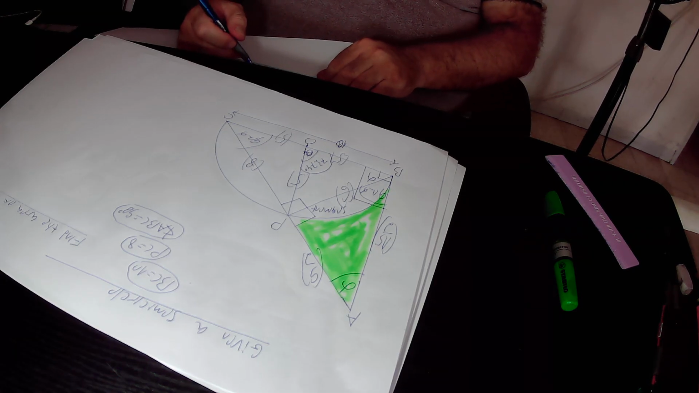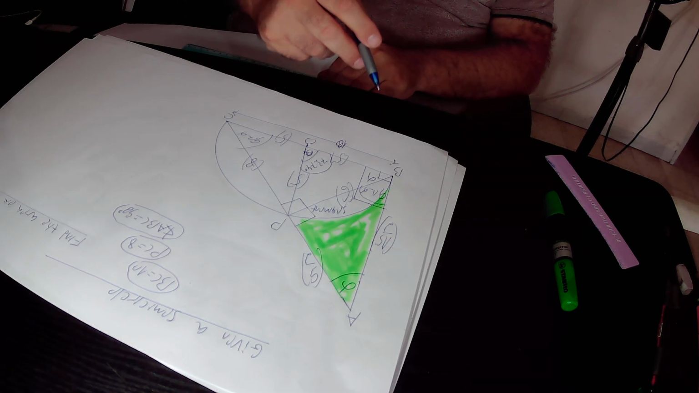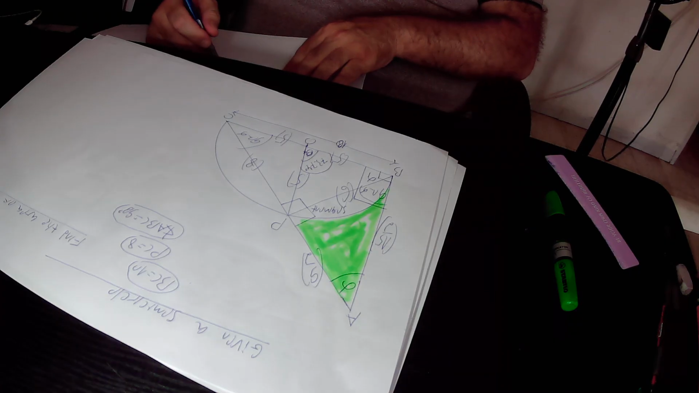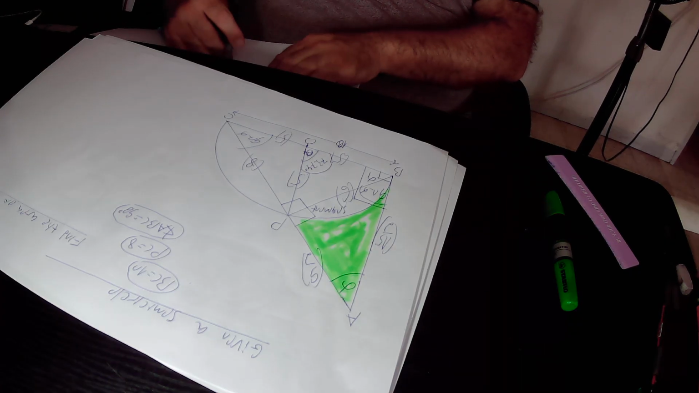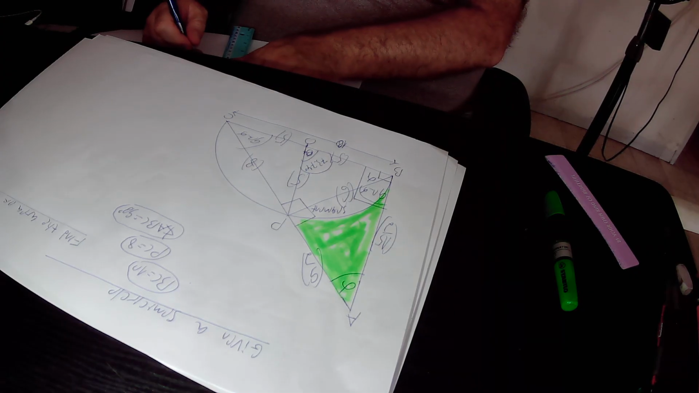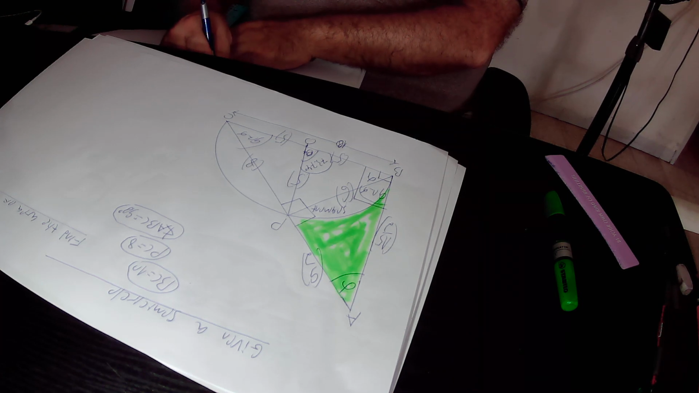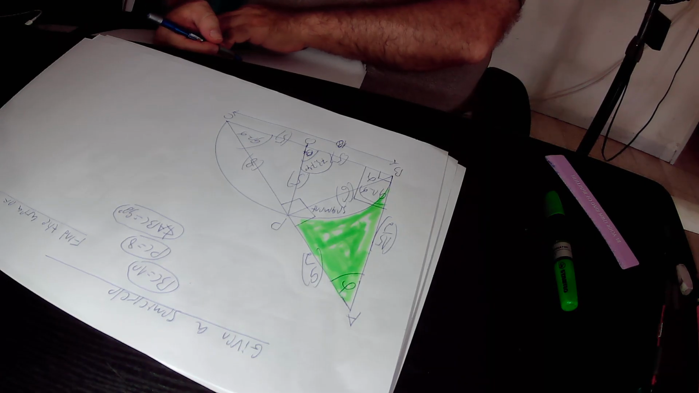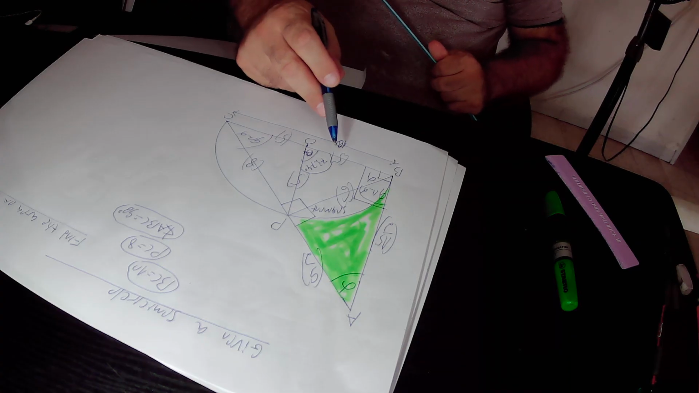From the drawing, it is very easy to see that the area of segment BP is equal to the area of sector BOP. This is sector BOP. Minus the area of this triangle, triangle BOP.